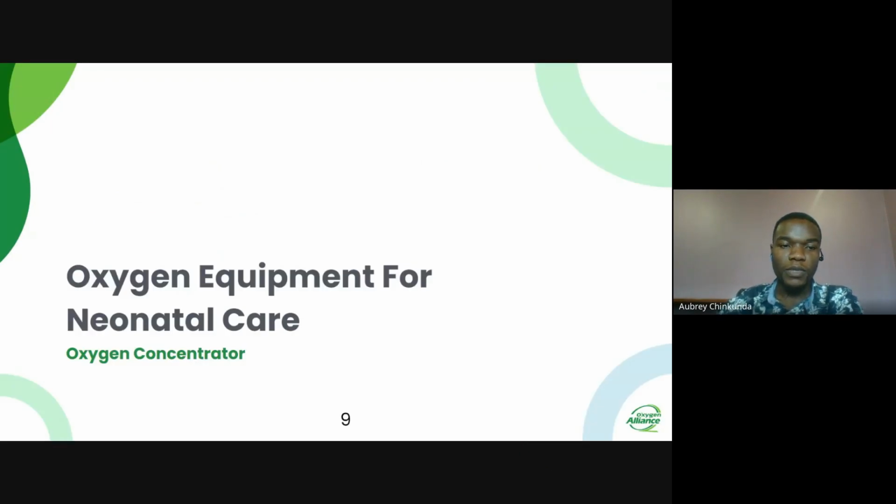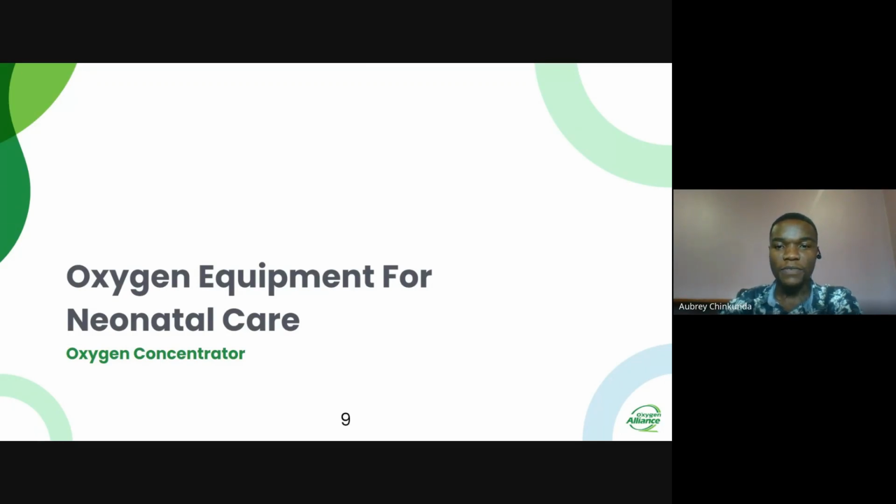various oxygen equipment that are found in neonatal care units. We're going to look at the oxygen concentrator, the oxygen flow splitters, the pulse oximeter, and we're also going to look at the BCPAP machine. I'll take you through the first three types of equipment, and the fourth one will be taken up by Vitumbiko Msowoya from Nest 360.